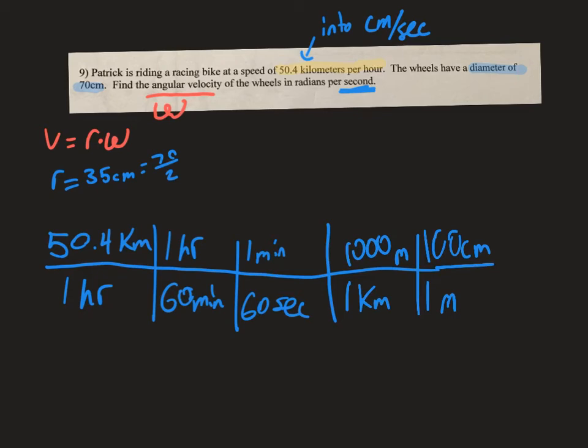Let's just check that our units all worked out. I'm going to start from the bottom. This hours cancels out with this hours. This minutes cancels out with this minutes. And I'm left with seconds at the bottom. That looks good so far. Kilometers will go away, meters will go away, and I'm just left with centimeters over seconds. That's the unit I want.